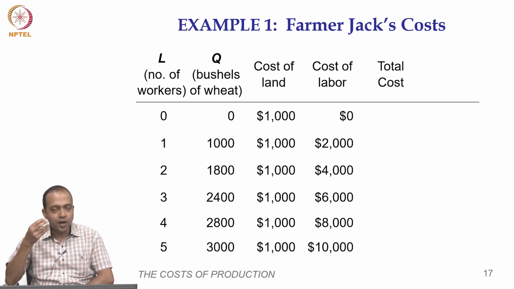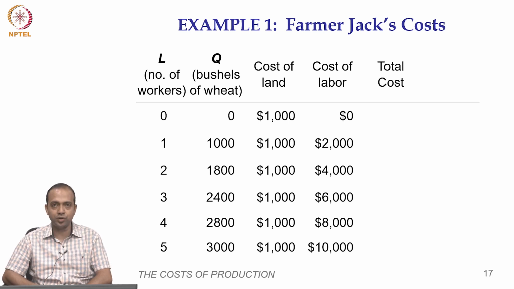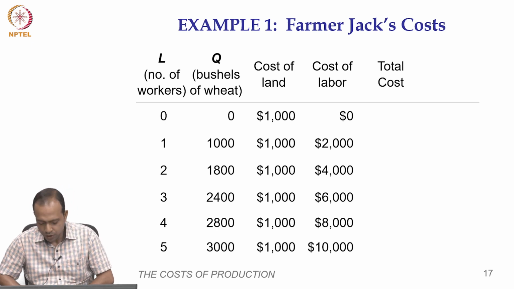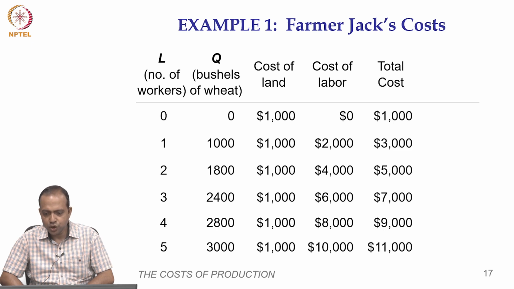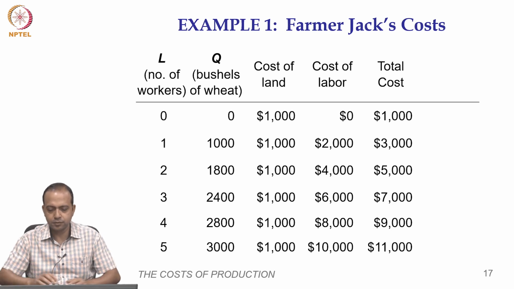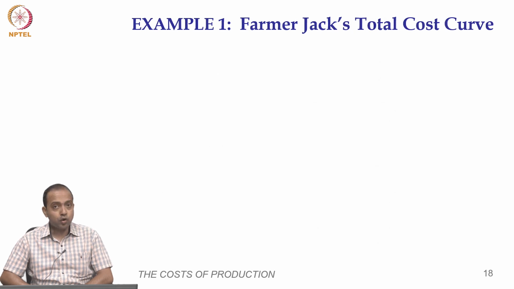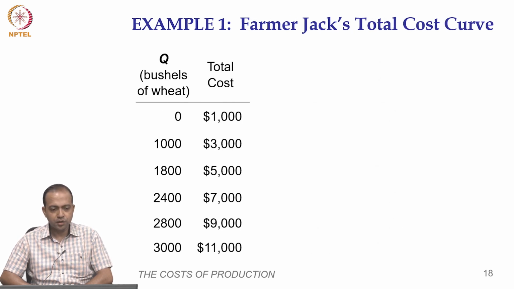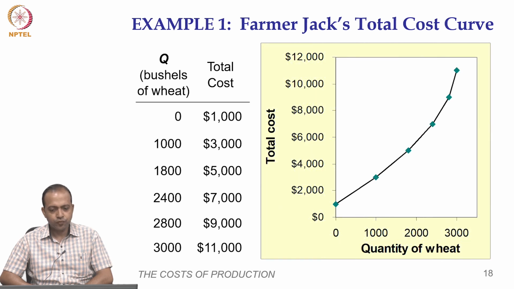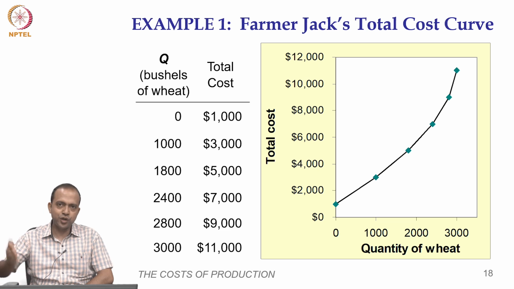That is why the cost component which depends on the amount of output is known as variable cost, and the cost component which does not depend on the quantity of output produced is known as fixed cost. Okay. So, total cost is the summation of these two, and then this is what is happening. Okay. So, this is the total cost. So, total cost curve, if you want to plot it, you see what is happening.